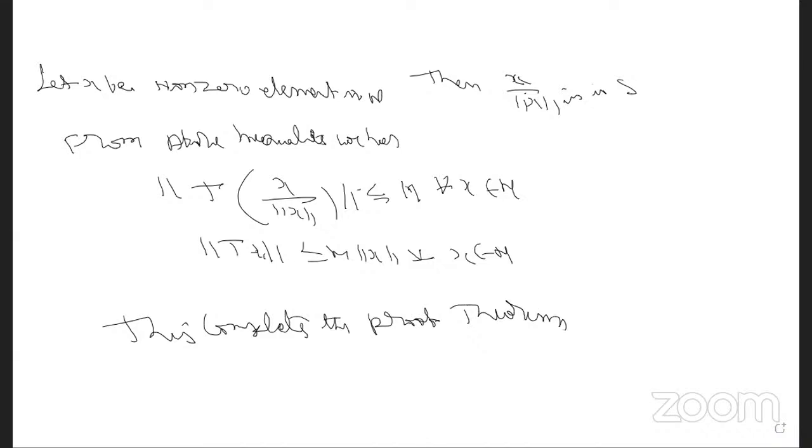Next we have the Hahn-Banach theorem. There are three Hahn-Banach theorems: the Hahn-Banach theorem for real linear space, for complex linear space, and for normed linear space. Hahn is a German mathematician and Banach is a Polish mathematician. So we are discussing the theorem.